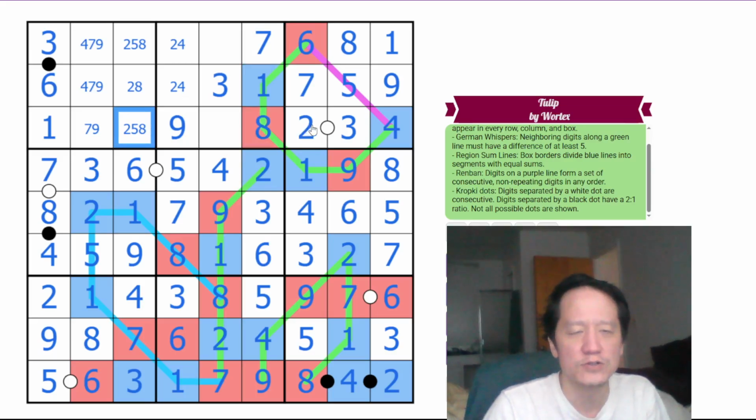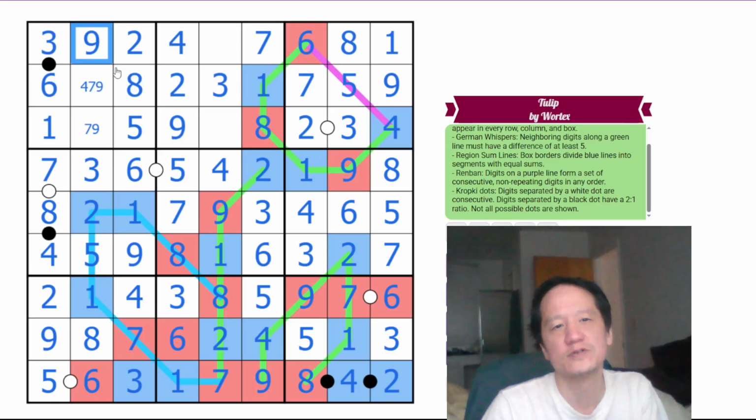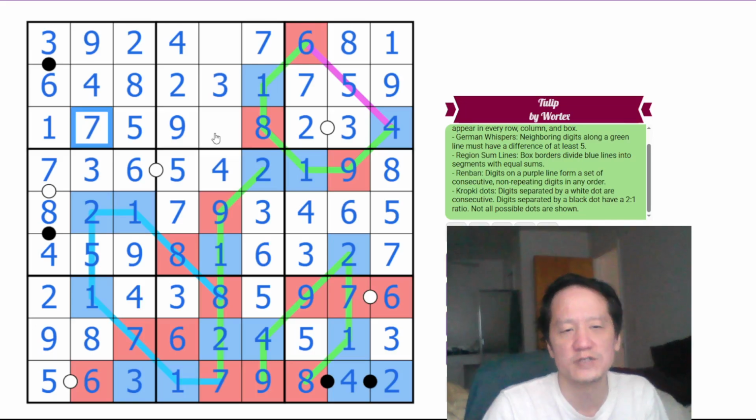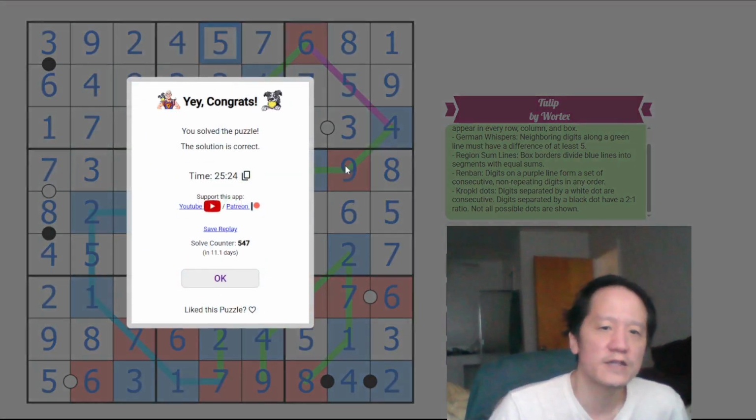This can't be 8 or 2, so this must be 5. This can't be 5 or 8, so that must be 2, which makes that an 8. This 2 eliminates that 2, so that's a 4, which makes that a 2. This can't be 4 or 7, so this is 9. This can't be 7 or 9, so this is 4. This has to be a 7 then. And that leaves this as a 6, and then that as a 5. And that's how you solve it.